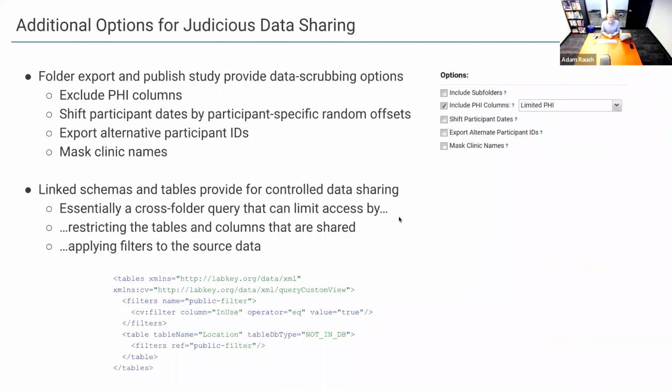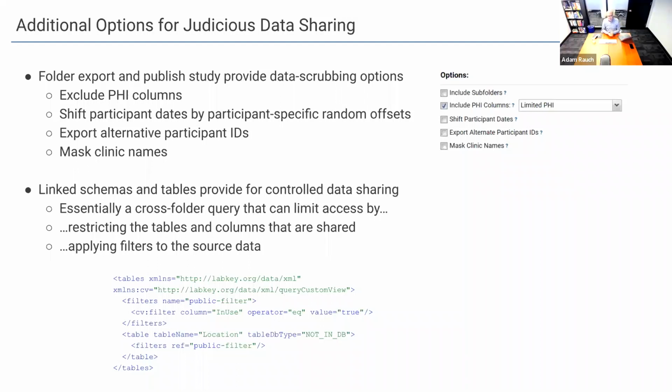There are a couple of other options for what I'm calling here judicious data sharing. These come up in a variety of different scenarios. There's not really one; I can give a few examples, but there are a lot of different scenarios under which folder export and publish and linked schemas come in handy. So, folder export and publish study.